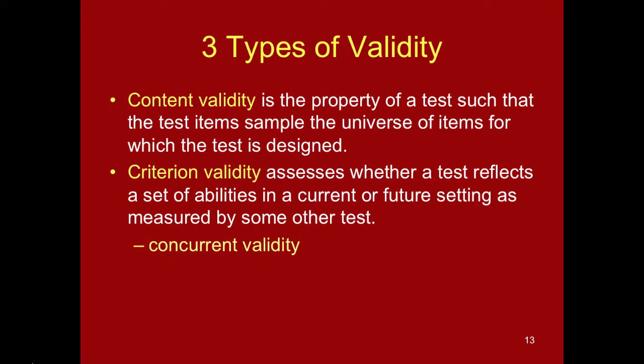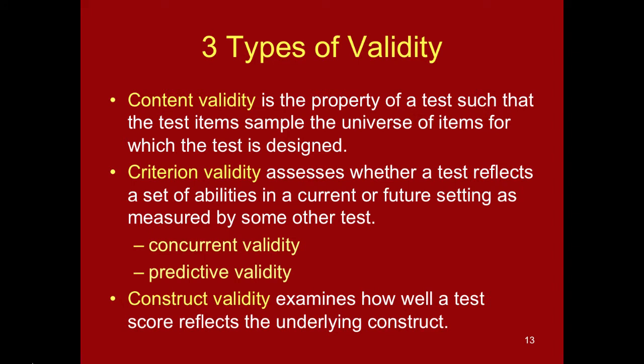Concurrent criterion validity examines how well a test outcome is consistent with a criterion that occurs in the present. For example, if you've ever taken the behind-the-wheel test to get a driver's license, your ability to drive was being measured against an established criterion that was probably on the clipboard of the examiner next to you. Predictive criterion validity examines how well a test outcome is consistent with a criterion that occurs in the future. For example, the GRE is supposed to predict how successfully students will perform in graduate school.